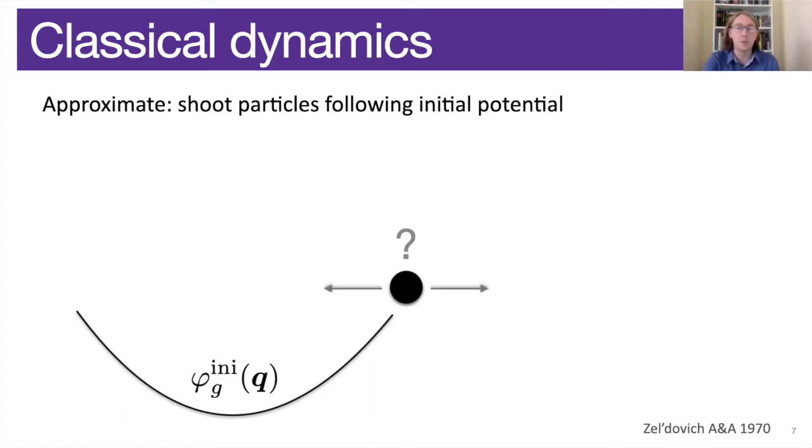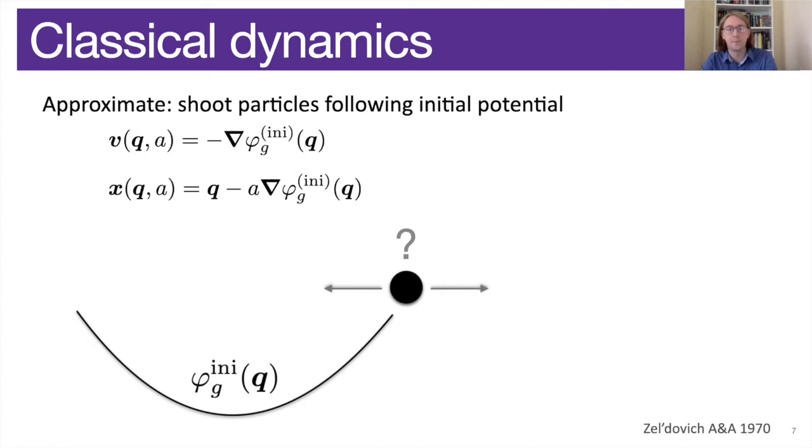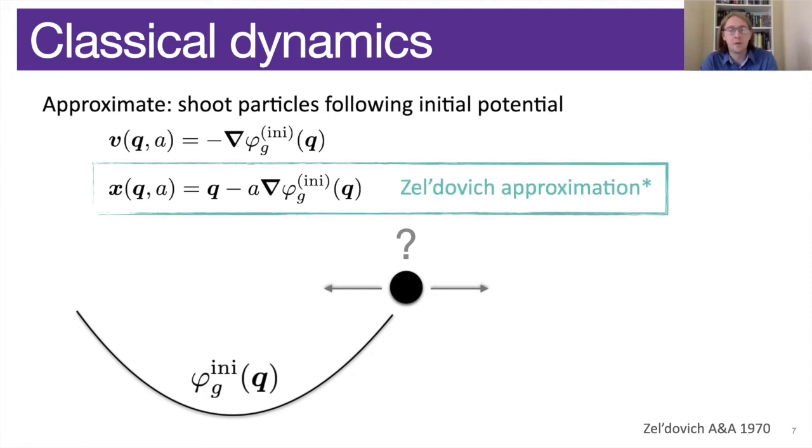So if you put a dark matter particle into some initial gravitational potential, how does it move in response to that potential? Well, at least at the start, it's given a velocity which is just the gradient of that potential. So an approximate solution for the motion of these particles is just to shoot them at this initial velocity and let them travel in straight lines. Doing this, they end up at final position x, which is related to their initial position q, just by this constant velocity. This approximation is called the Zel'dovich approximation.